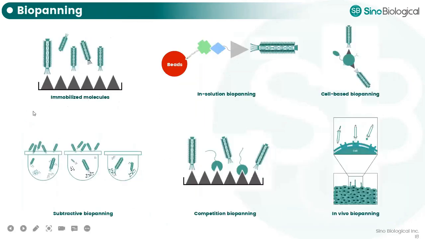So here are a couple of commonly used biopanning methods. Immobilized biopanning is mostly used in our lab, but we also do in-solution biopanning in case some of the antigens, when coated on the plate, change their conformational structure and are not able to expose enough epitopes for the further antibody screening. But there are also other biopanning methods, which are listed here.